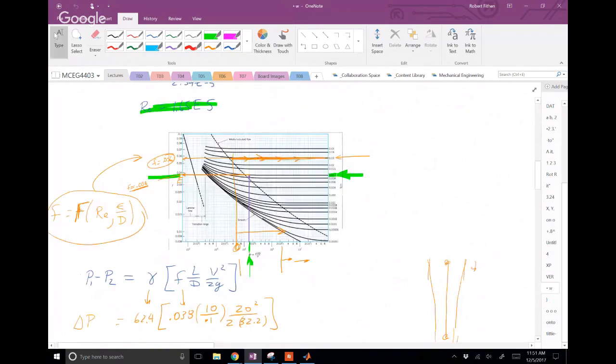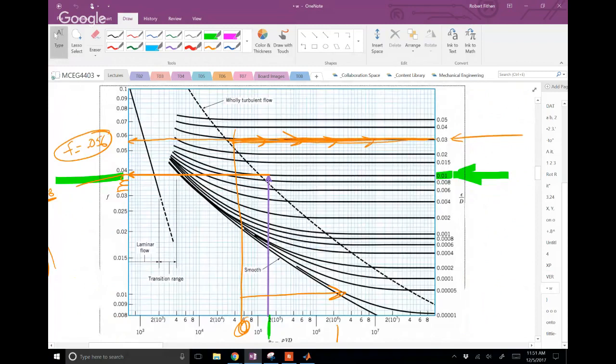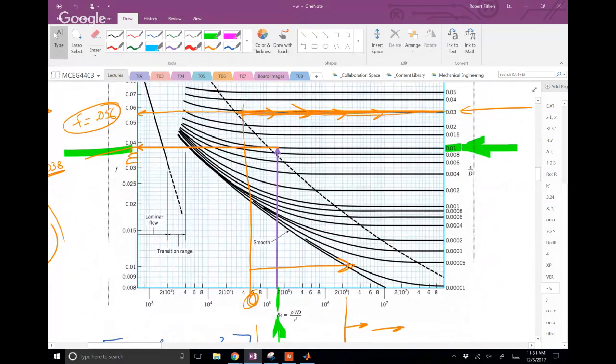Here it is, the Moody chart. What you're doing with it is you're coming in. Basically I'm supposed to end up with an f number at the end of it. What you do is you'll be given somehow this epsilon over D. D is the diameter of my pipe, and epsilon is a roughness factor.